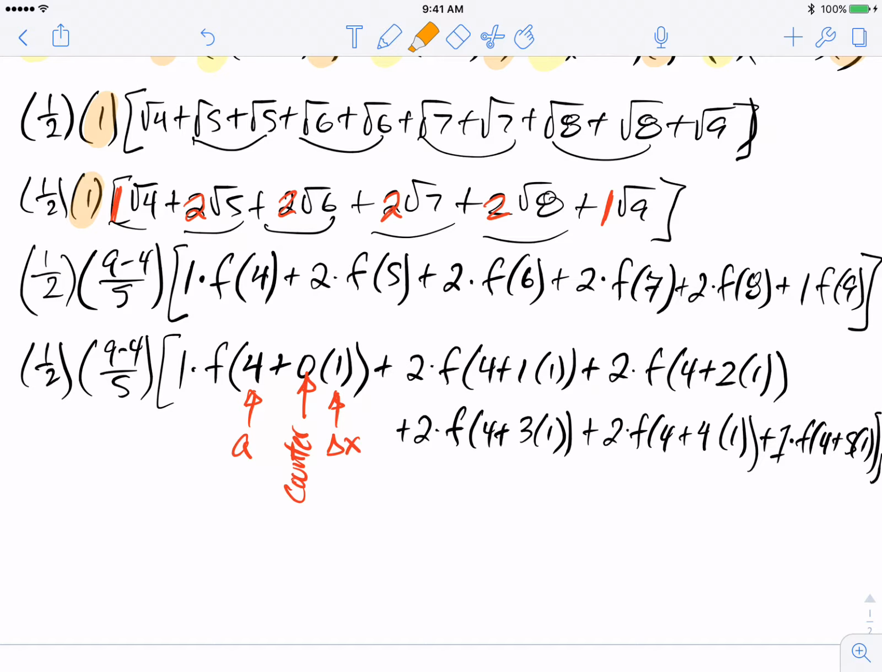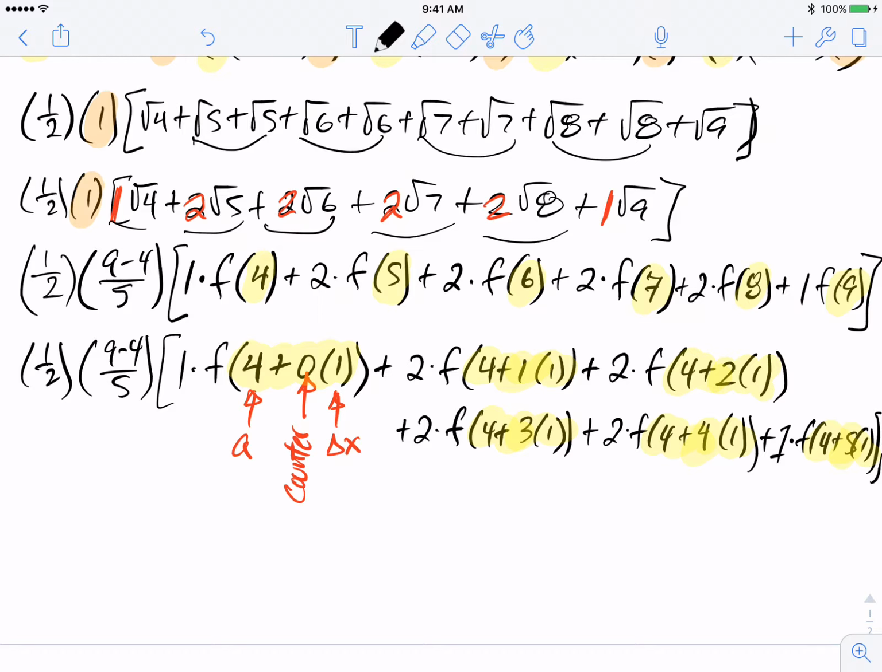But if you look inside of here, 0 times 1 is 0 plus 4 is 4. 1 times 1 is 1 plus 4 is 5. 2 times 1 is 2 plus 4 is 6. 3 times 1 plus 4 is 7. 4 times 1 plus 4 is 8. And 5 times 1 plus 4 is 9. So we've actually accounted for all of our pieces.